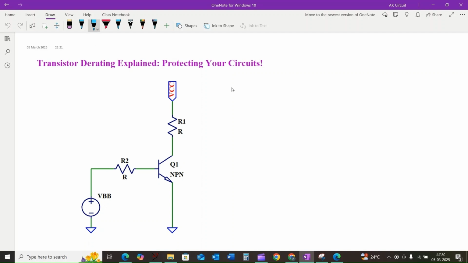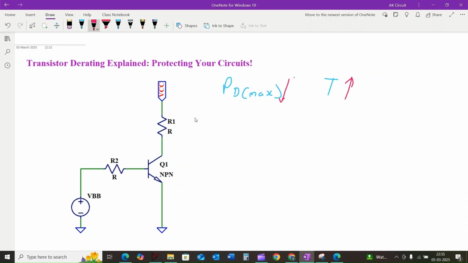It's the reduction in the transistor's maximum power dissipation PD max as its operating temperature increases. Let's look at the basic transistor circuit. We have a base voltage VBB and the collector voltage VCC, and we are considering the NPN transistor for the discussion.